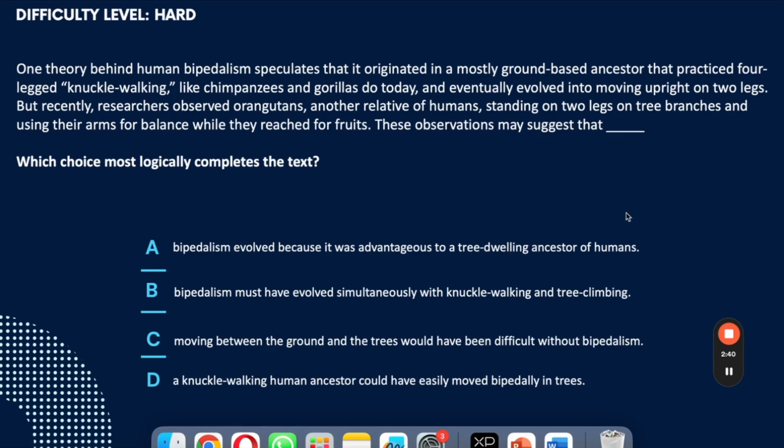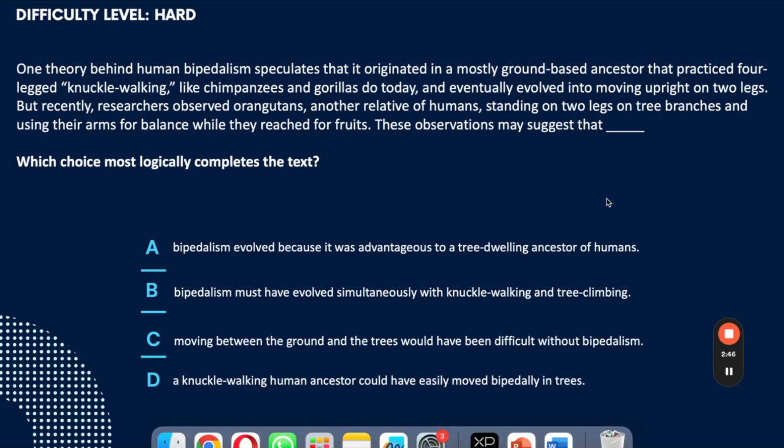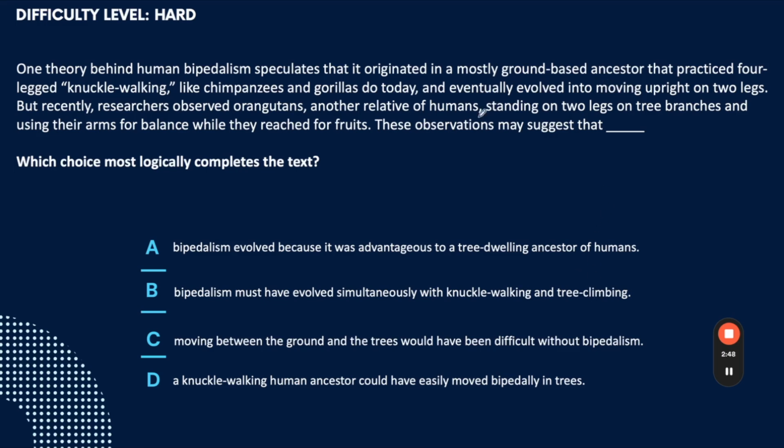Okay, let's look at A. B evolved because it was advantageous to a tree-dwelling ancestor of humans. Now, the recent observations of O mentioned in the text support this idea, right? It implies that standing on two legs could have helped tree-dwelling ancestors balance better and reach for food, like fruits, while in a tree canopy. This is consistent with the new evidence provided in the text about O.